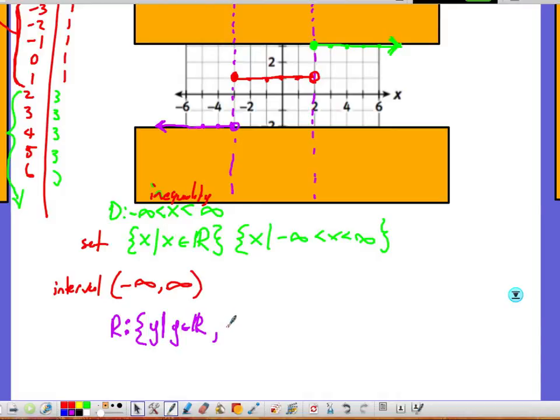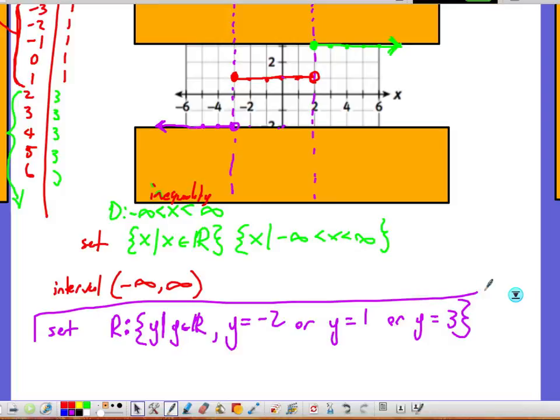but it's saying that y is equal to -2 because it falls exactly on -2, or y is equal to, can you see how it falls on +1? And then finally, or y is equal to 3. So because the range falls on these numbers right here, -2, 1, and 3, this is how I would write my set notation for the range. That would be it.